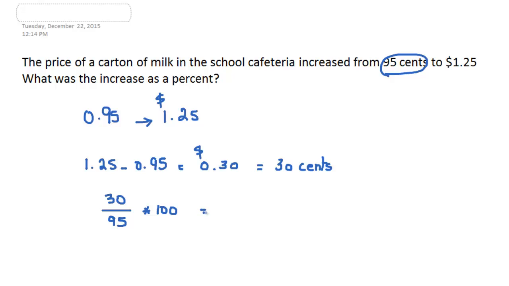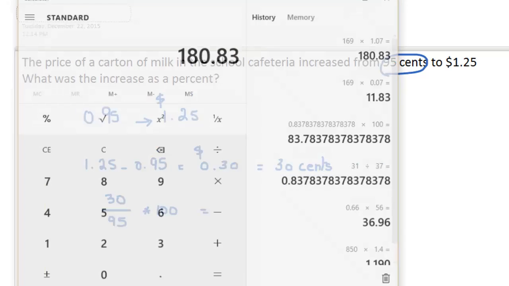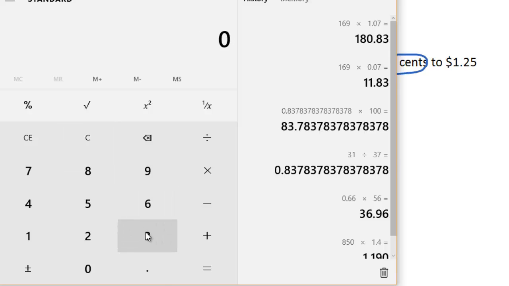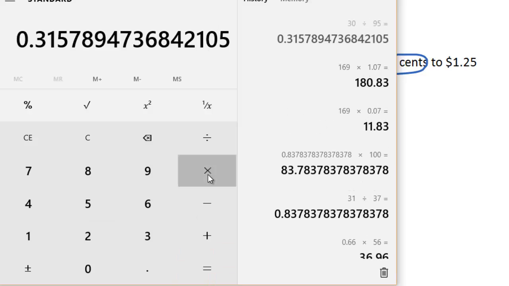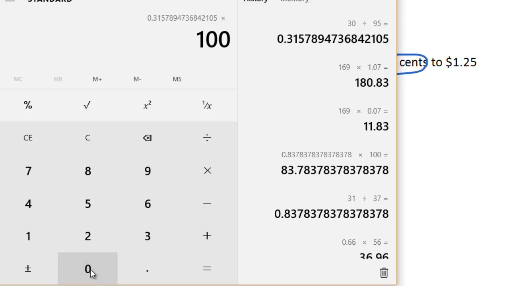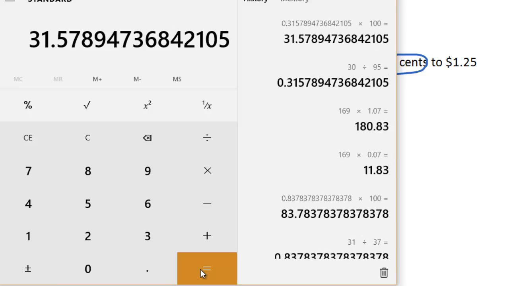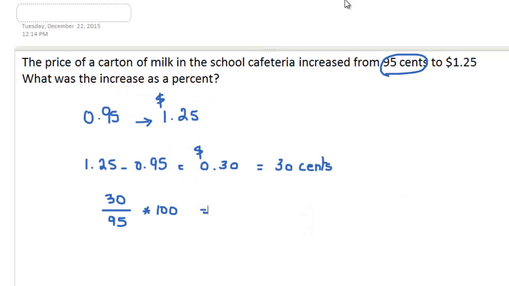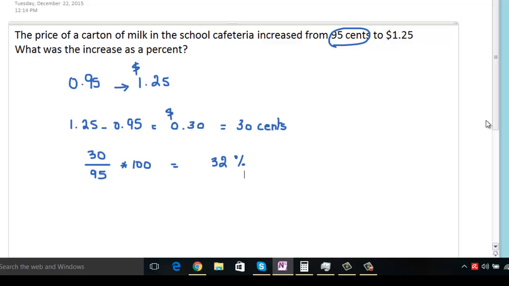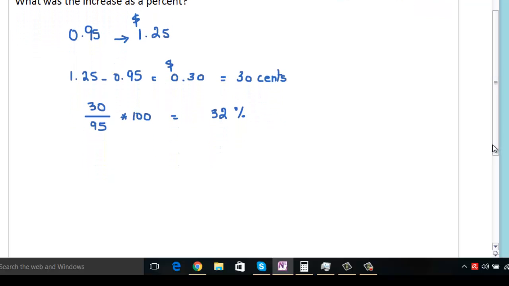So I'm going to use the calculator. I will say 30 divided by 95, whatever I have, I multiply by 100, equals 31.5. To round it, it's going to be 32%. So the increase is 32%. Now, is there any way to verify if my answer is correct? For sure, yes. I can say that I had something with 95 cents. I'm going to increase it by 32% and see the result.